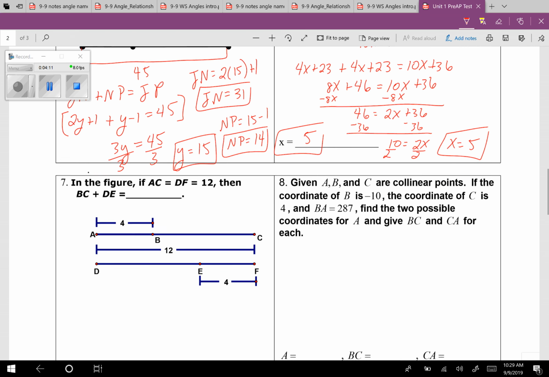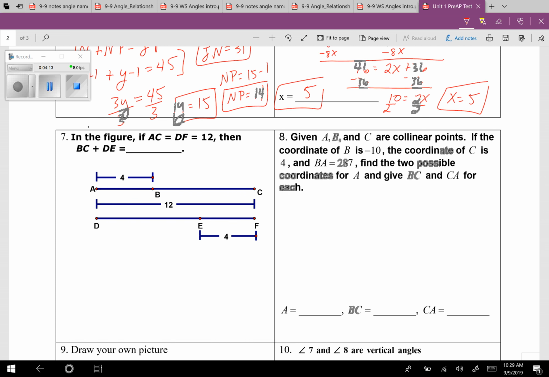All right. Number 7. It says in the figure, if AC is equal to DE or DF, which is 12, then BC plus DE has to be what? Okay, just treat these like two separate problems. So A to B, we know the whole thing, or A to C is 12, and A to B is 4, so that must mean that B to C has got to be 8. Now go here and look at DF. DF, the whole thing is 12. From E to F, that's 4. So from D to E, that has to be 8.